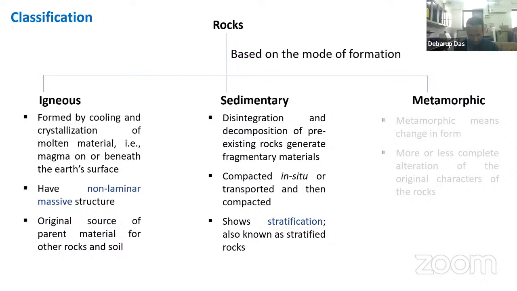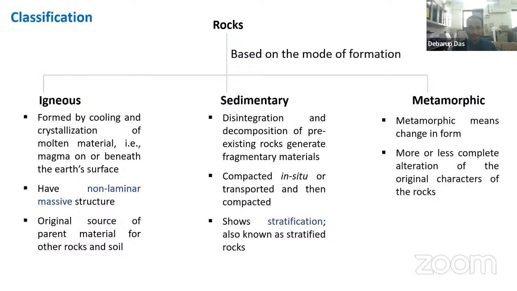Finally, the metamorphic rocks. Metamorphic means change in form. Sedimentary comes from sedimentum, which means settling. Igneous comes from ignis, which means fire. So igneous from fire, sedimentum settling, and metamorphic means change in form.